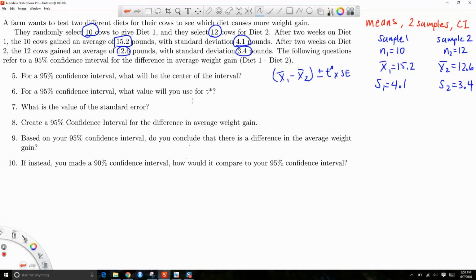Okay, so anyway, the center of the interval is always the part that comes before the plus or minus. As far as number 5 goes, the center is going to be x bar 1 minus x bar 2, which in this case is 15.2 minus 12.6. So the center of our interval is 2.6.